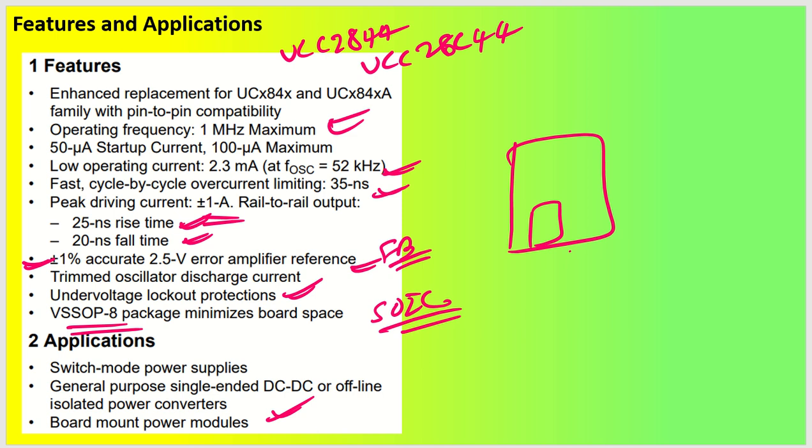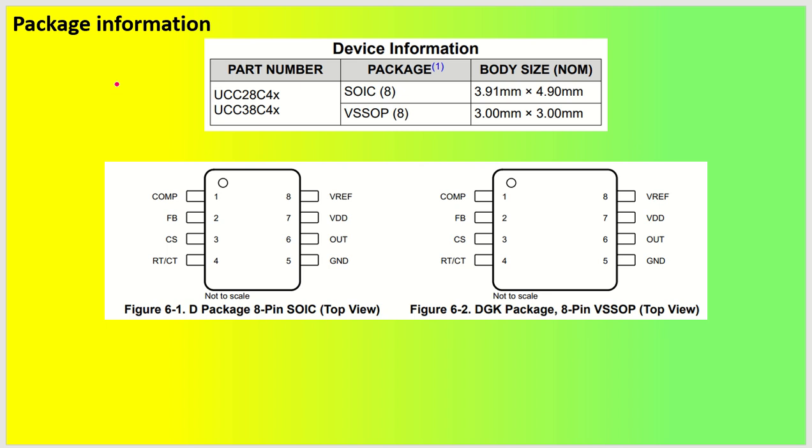Good. If we talk about the package information or pin description, there are two things. One is the SOIC package, one is the VSSOP package. Okay, and you can see we have the UCC28C4x series and the UCC38C series also. So the VSSOP package is smaller compared to the SOIC package. The pin configuration of SOIC and VSSOP are both the same, so the design will be the same. However, these are the pins that we have.